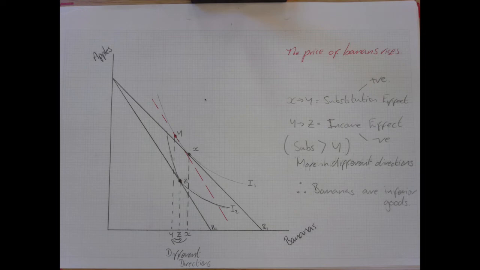but the substitution effect outweighs the income effect. They're moving in different directions. Bananas here are an inferior good.